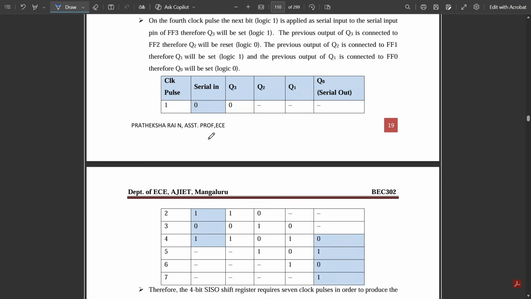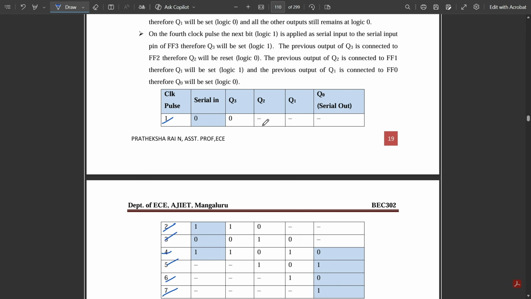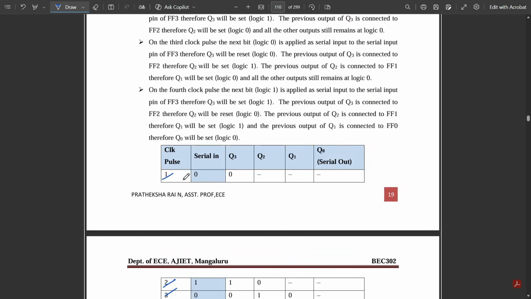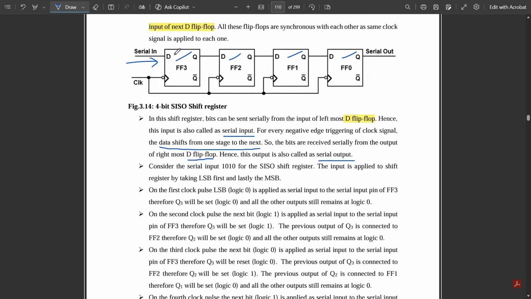So totally they have provided 7 clock pulses here. 1, 2, 3, 4, 5, 6, 7. So first is serial in. Serial in means that the first input sent is 0. Okay, so now this is 0, right? And this is the first stage output, that is Q3. So since serial input is sent through this D flip flop, whatever the input is sent, that only would be there at the output side.